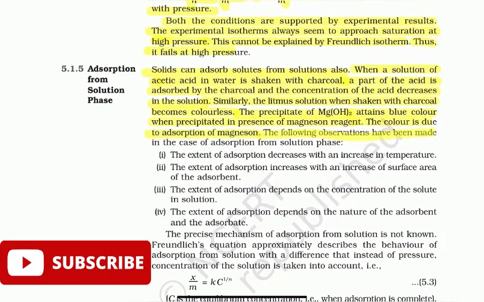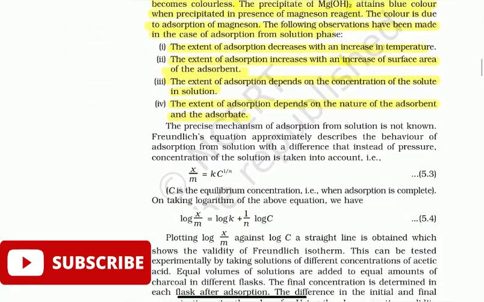The following observations have been made in the case of adsorption from solution phase. The extent of adsorption decreases with an increase in temperature. The extent of adsorption increases with an increase of surface area of the adsorbent. The extent of adsorption depends on concentration of solute in solution. The extent of adsorption depends on nature of adsorbent and the adsorbate. The precise mechanism of adsorption from solution is not known.